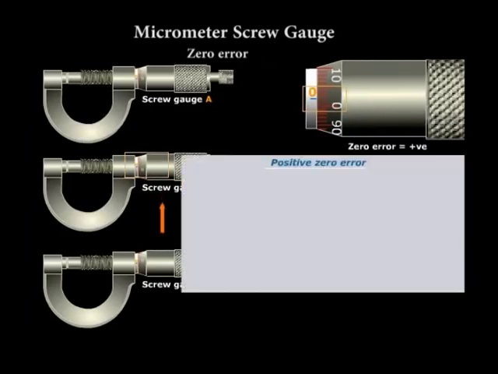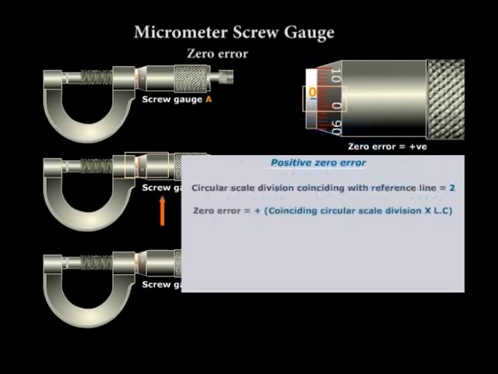Let's find the zero error. Note the division of the circular scale that coincides with the reference line of the main scale. Zero error is equal to coinciding circular scale division times least count of the screw gauge. In my case, this is equal to 2 times 0.01, which gives me plus 0.02 millimeters.